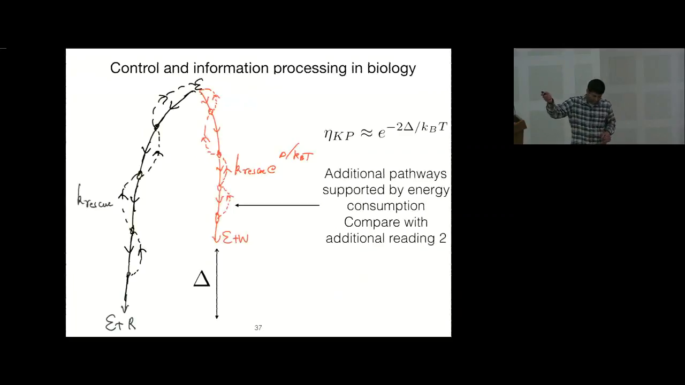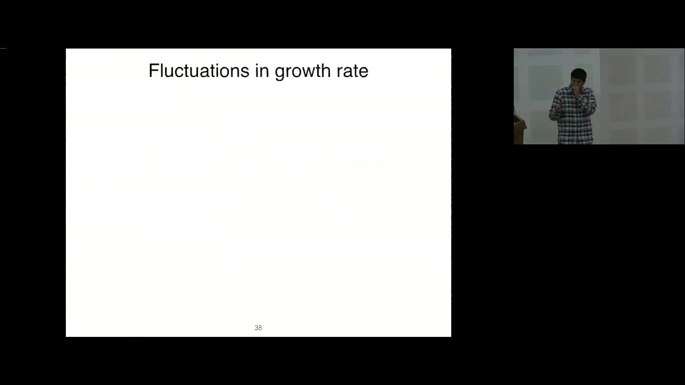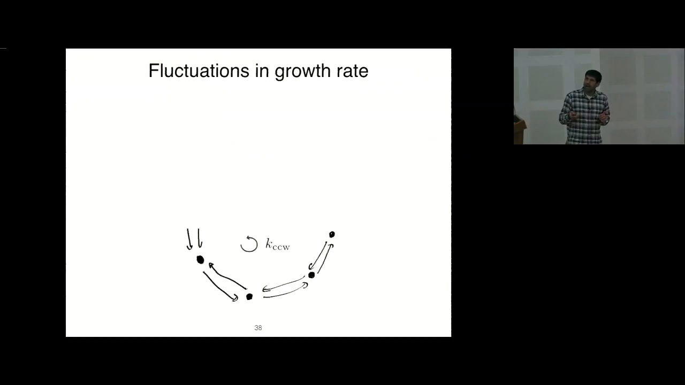At this point, I do want to ask you to pay attention to this additional reading too, because this paper uses these ideas, and there are results showing you how this dissipation or energy consumption controls information processing properties of this particular network that they consider here.